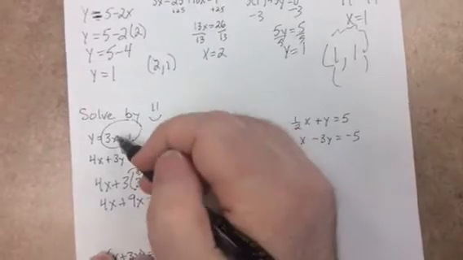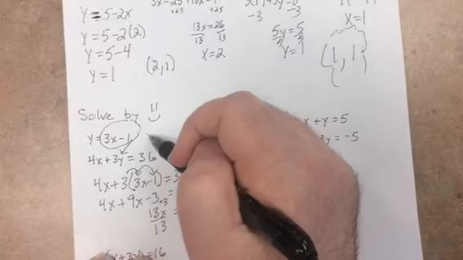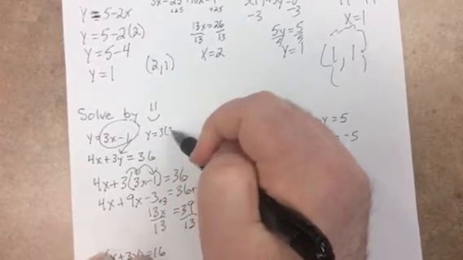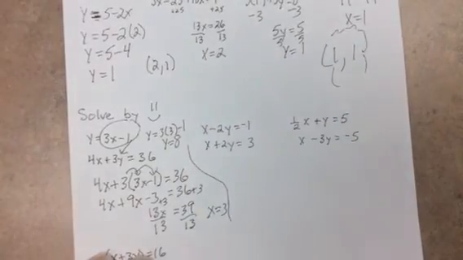Now, I got to put that back in to here or here. I'm going to choose here because it's already done. Y equals 3 times 3 minus 1. So y equals 8.